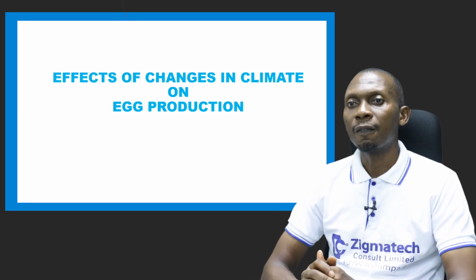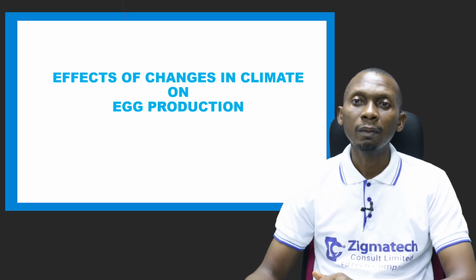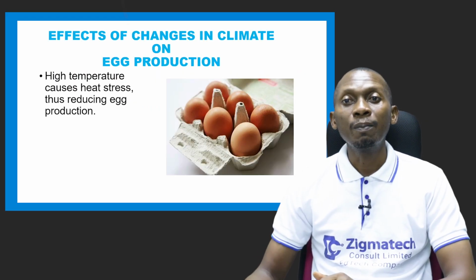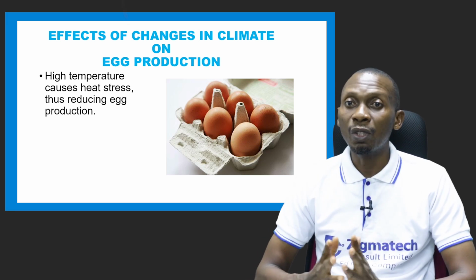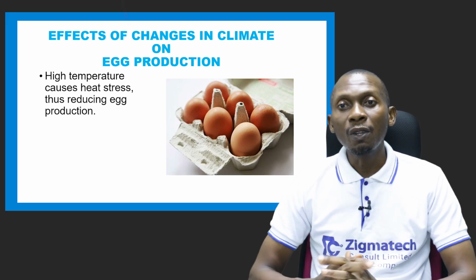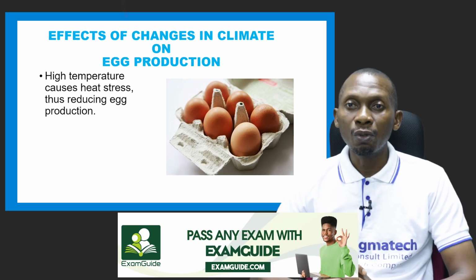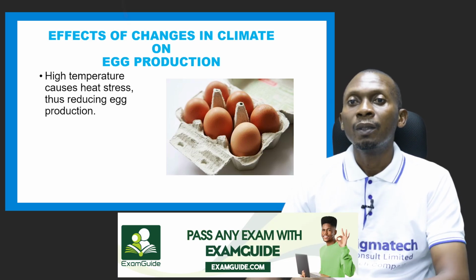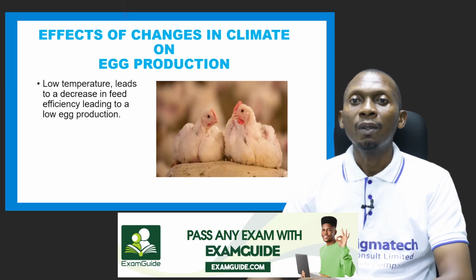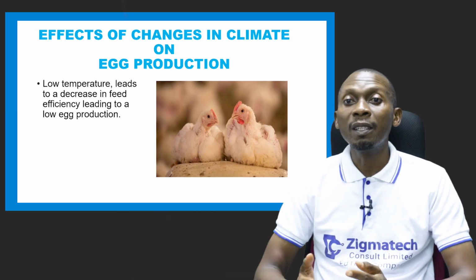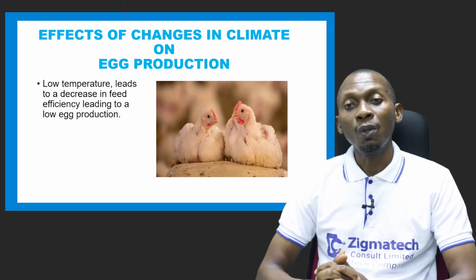Let's look at the effects of changes in climate on egg production. High temperature causes heat stress in poultry, as I've stated earlier, and this could lead to a reduction in feed intake, and of course it will also lead to a reduction in the rate of egg production in our poultry birds, that's for layers. So this is a negative effect of high temperature on egg production. Now, low temperature can lead to decrease in feed efficiency, which could also lead to low egg production.